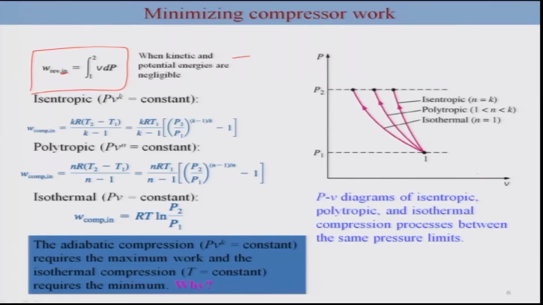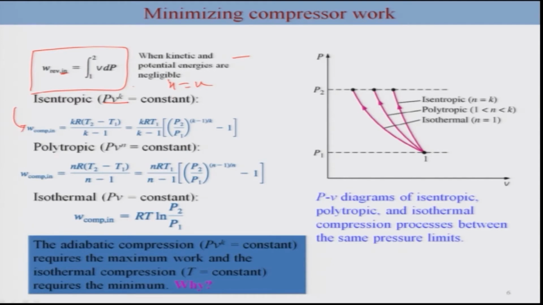So that means you can have different relations between V and P, and based on that the work required would be different. This is a summary of the derivation. This is the case where we have considered isentropic. We have already looked into this: for the adiabatic reversible case, the polytropic exponent N turns out to be K, and this becomes PV^K equals constant. This essentially means that entropy is constant, and for that this is the expression for the compressor work.